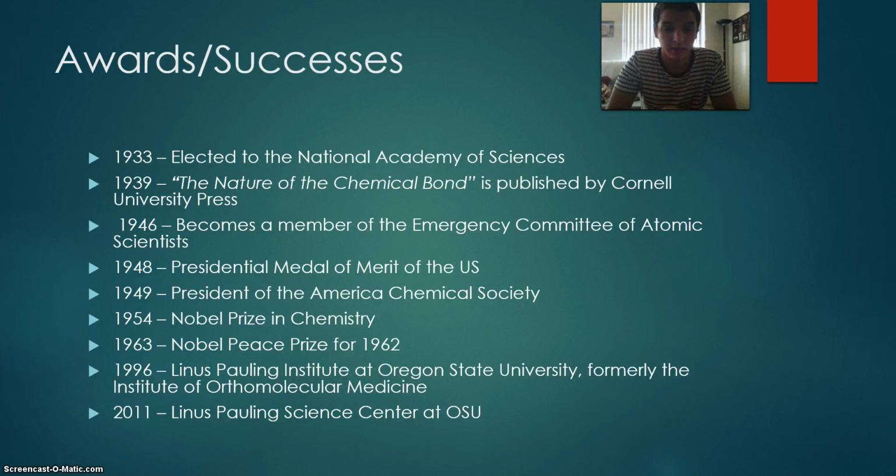In 1996, the former Institute of Orthomolecular Medicine that Linus Pauling created was replaced by a new institute that was transferred to Oregon State University to be named after him. And in 2011, Pauling Science Center at OSU was created, where Oregon State created the Science Center to remember all of his efforts that he did.